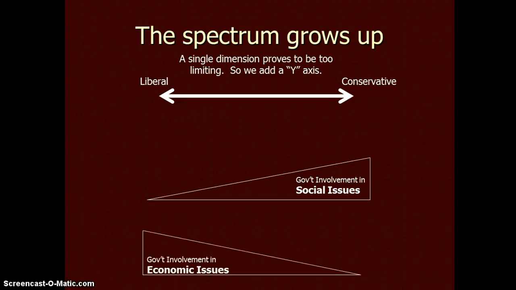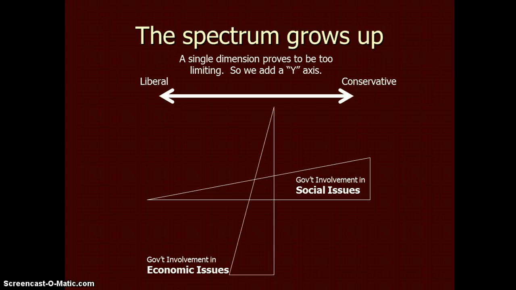We also talked about economic issues and how liberals typically are people who favor more government involvement in the economy, more socialist tendencies, higher taxes, creating more equality, but also conservatives on the right here favoring less government and more capitalism. Now, the way we make this two-dimensional is by taking one of these triangles, getting rid of it, and inserting it as a vertical.